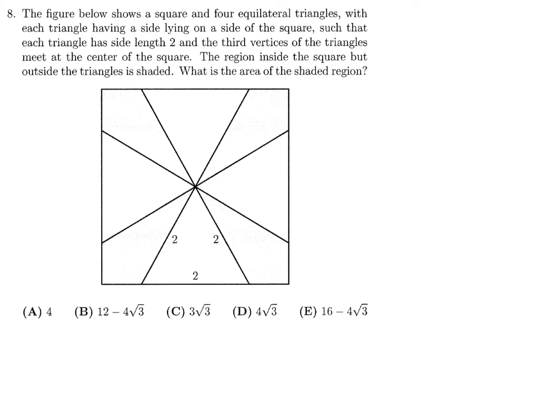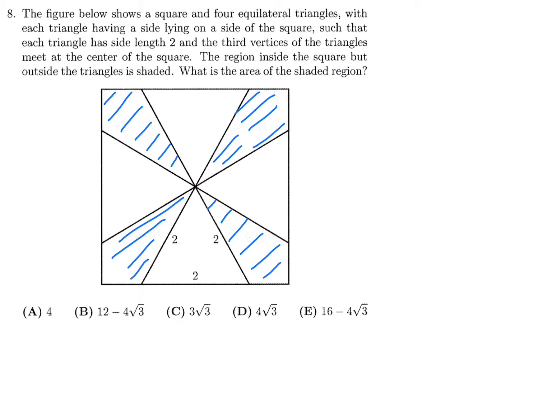The figure below shows a square and 4 equilateral triangles, with each triangle having a side lying on a side of the square, such that each triangle has side length 2, and the third vertices of the triangle meet at the center of the square. The region inside the square, but outside the triangles, is shaded. What is the area of the shaded region? The region they are referring to is right here. It is a little shaded, but you can barely see the shadedness. So there we go. That's what we have to find out.